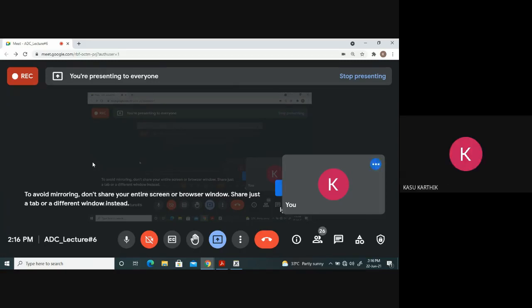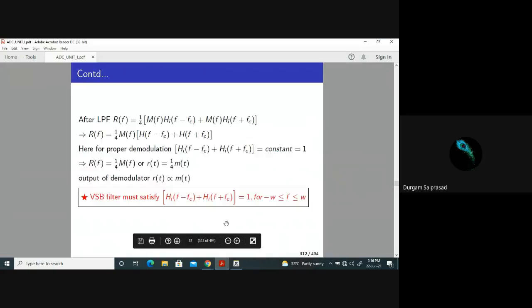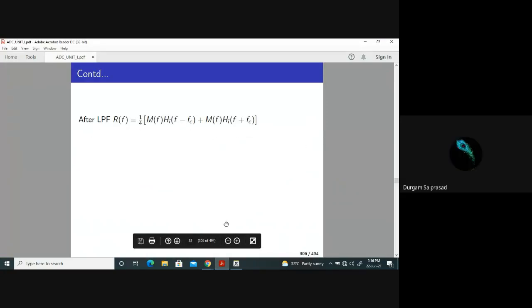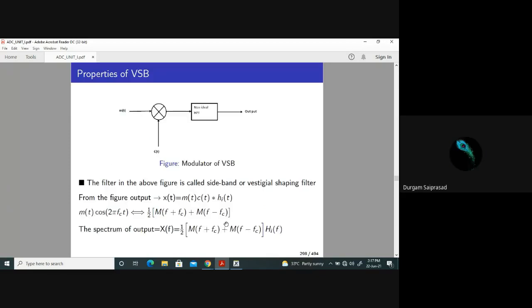Sir, tell me. Sir, in order to use the VSB technique, there is some condition, right? Yes, yes. What do you mean by condition, sir? Does the bandwidth have to be equal to something, or is it just amplitude?